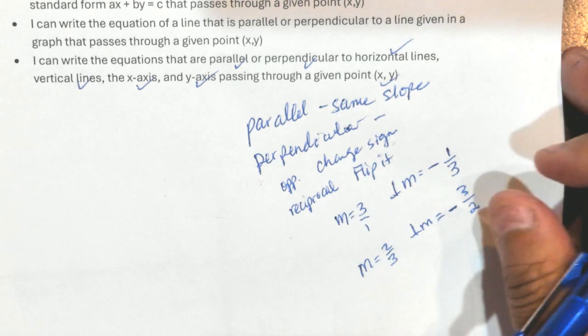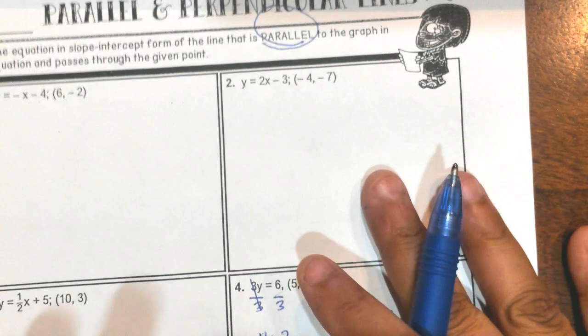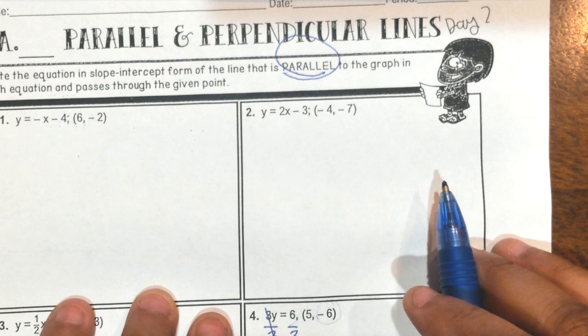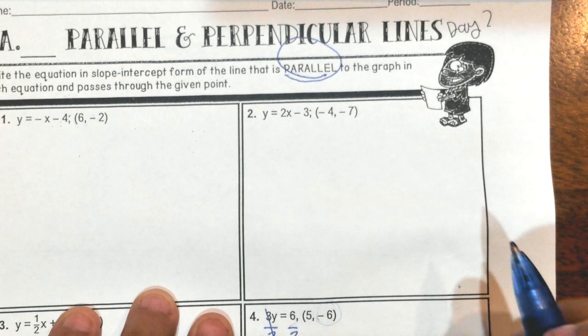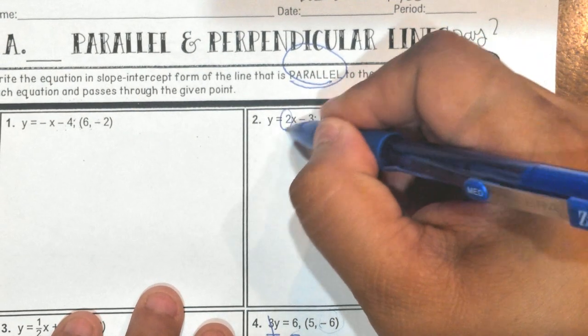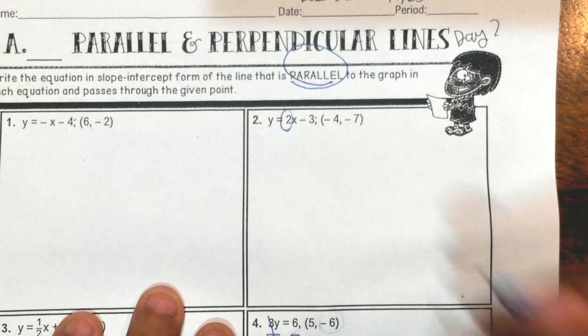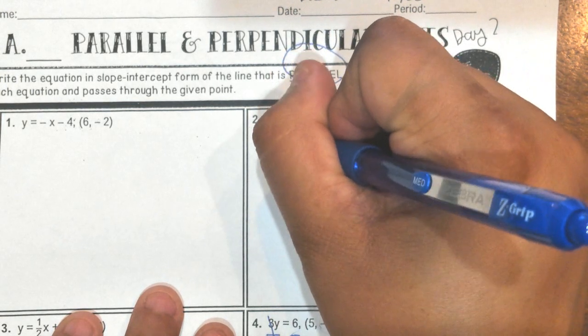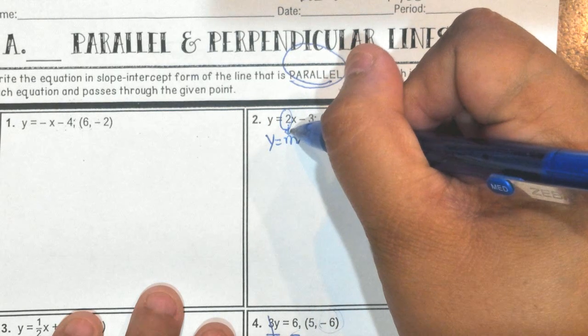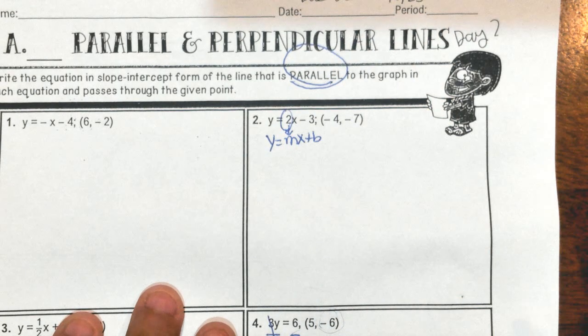All right, so now let's get into this example right here, which was your assignment. So we got y equals 2x minus 3, and the point (negative 4, negative 7). When they give me a line here, again, I care about the slope, so I'm looking at that. If you don't know what the slope is, again, y equals mx plus b. Write that on the bottom, and there's your slope. That's your slope, too.